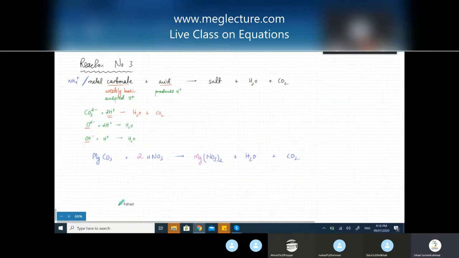Then we can have another reaction. Okay, aluminium carbonate reacting with nitric acid. So aluminium carbonate is, aluminium is in group 3, so it's +3, CO3 is -2, so the formula would be Al2(CO3) thrice. And I'm going to react it with, let's react it with hydrochloric acid, which is HCl.